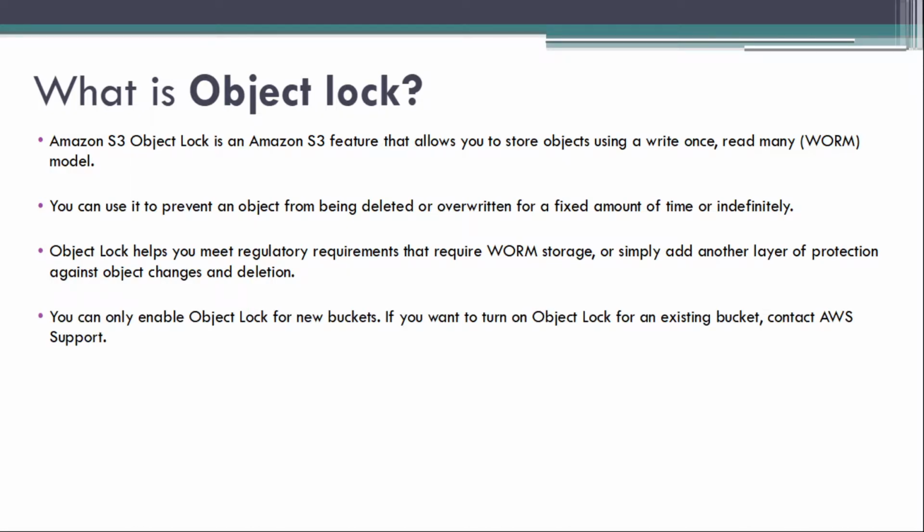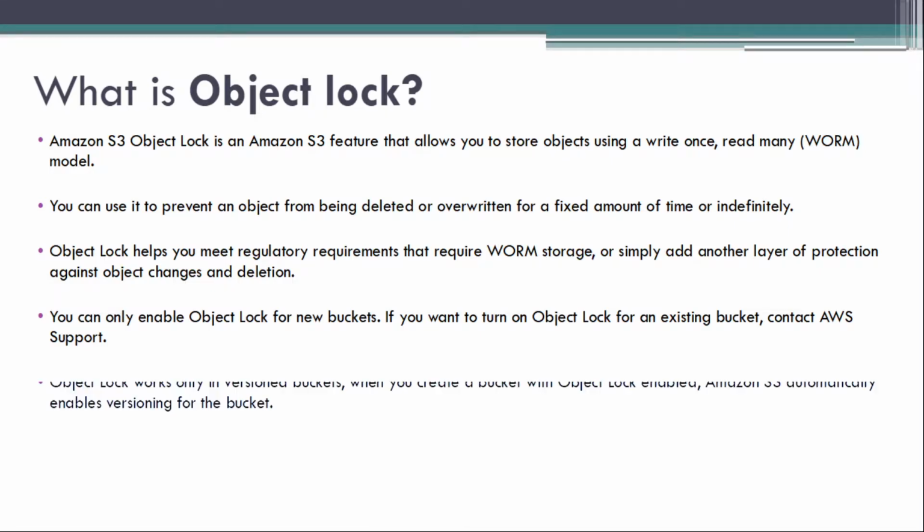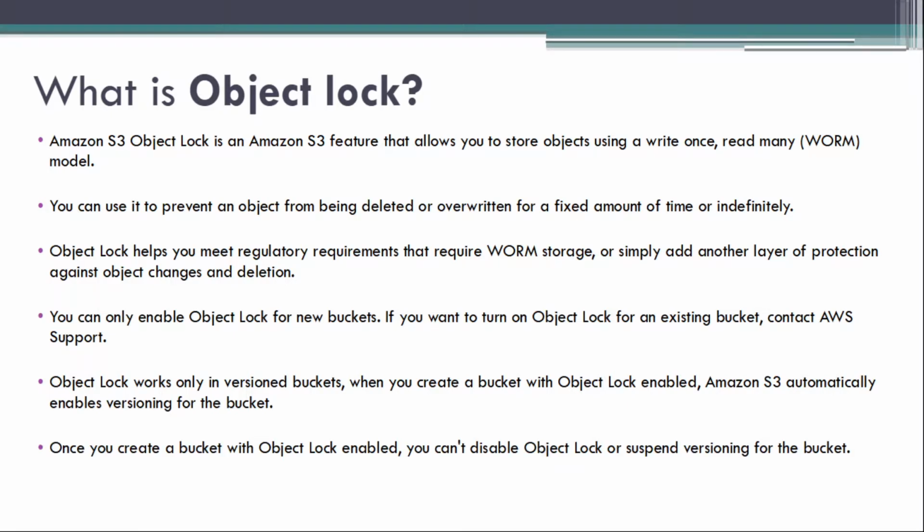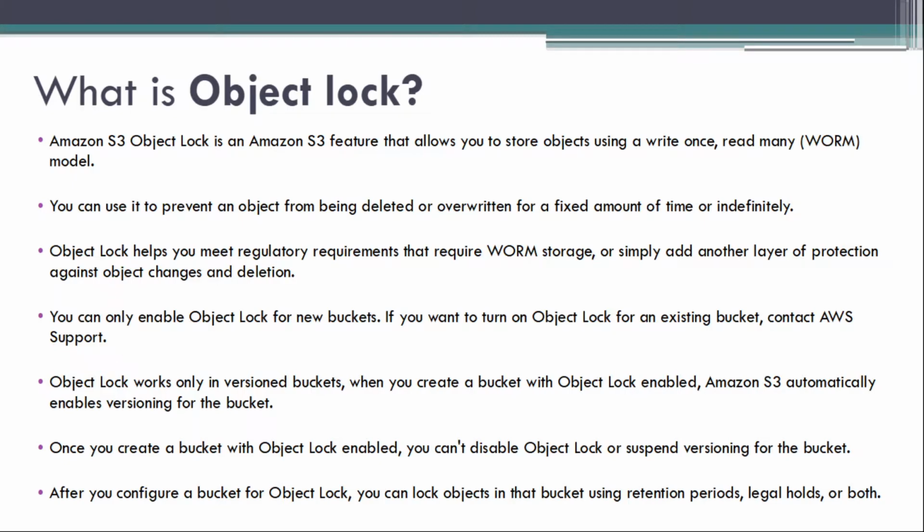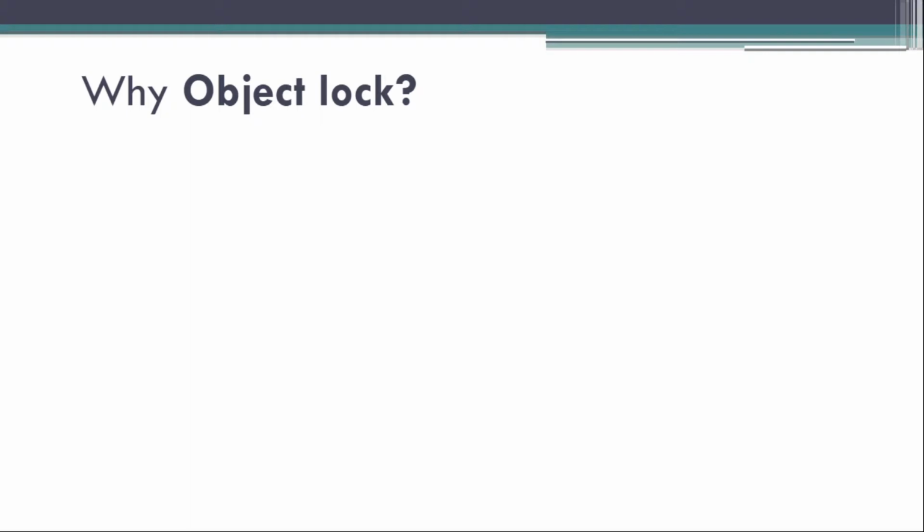You can only enable object lock for new buckets. If you want to turn on object lock for an existing bucket, you have to contact AWS support. Object lock works only in versioned buckets. When you create a bucket with object lock enabled, Amazon S3 automatically enables versioning for the bucket. Once you create a bucket with object lock enabled, you can't disable object lock or suspend versioning of the bucket. After you configure a bucket for object lock, you can lock objects in that bucket using retention periods, legal holds, or both.